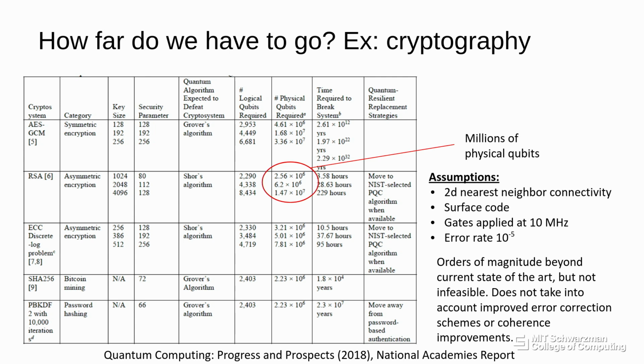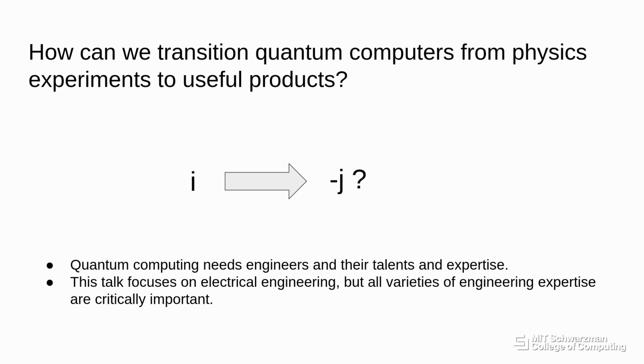And as the physical qubits improve, as the quantum error correction algorithms improve, then these assumptions may change and the number of qubits may be smaller. But this is really orders of magnitude beyond the current state of the art, but not so far that it's infeasible. So it's a really exciting time to be in this research field.